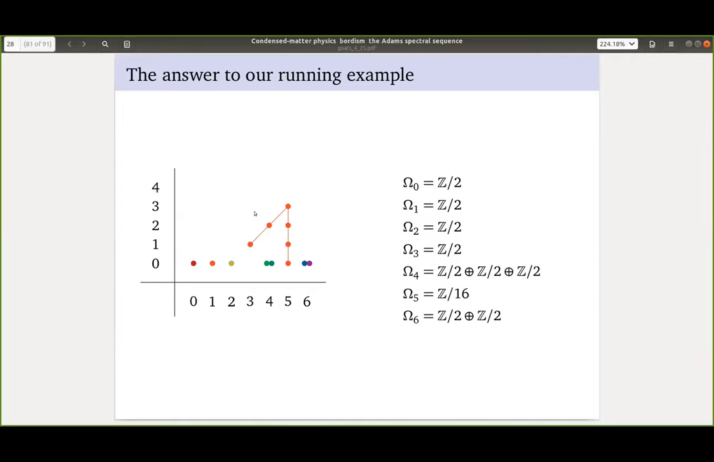So here's the example, here's the answer. We have a Z2, a Z2, a Z2, a Z2. In this dimension, we have 3 copies of Z2, and the hidden extension was trivialized. So we get Z2 plus Z2 plus Z2. In this dimension, like I said, we got Z mod 16 from these 3 extensions. And in this dimension, we have Z2 plus Z2. So that concludes the computation.